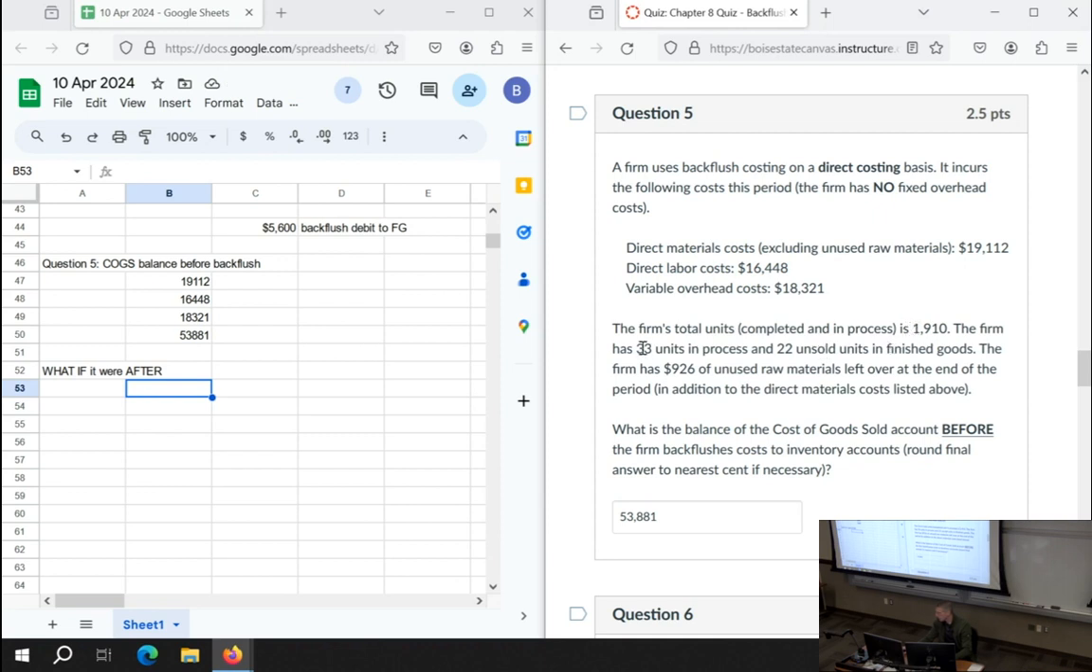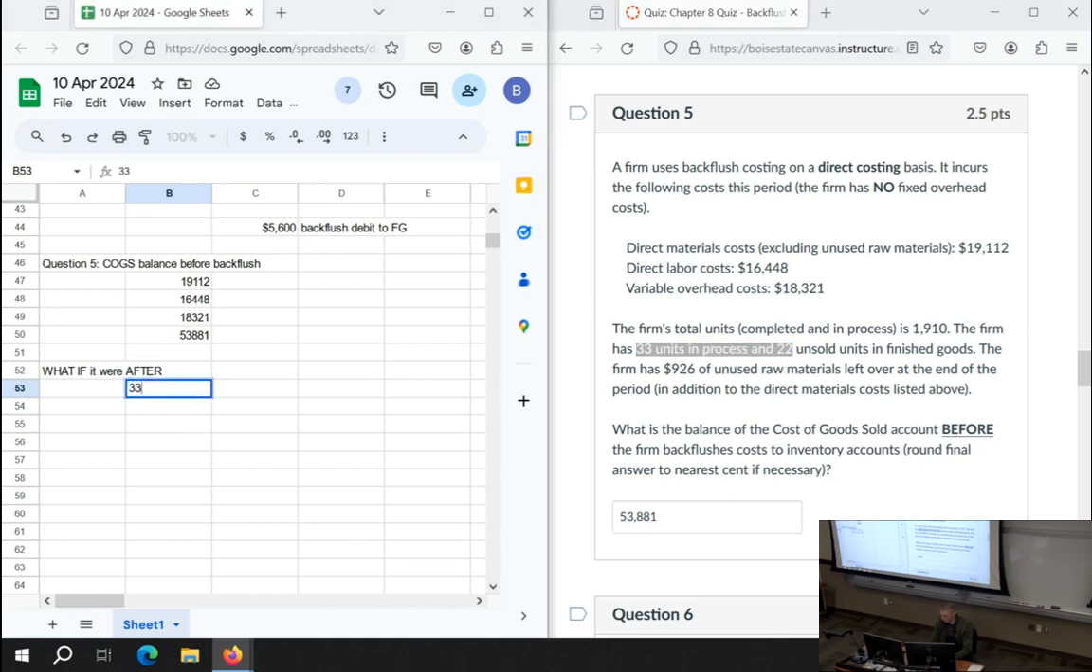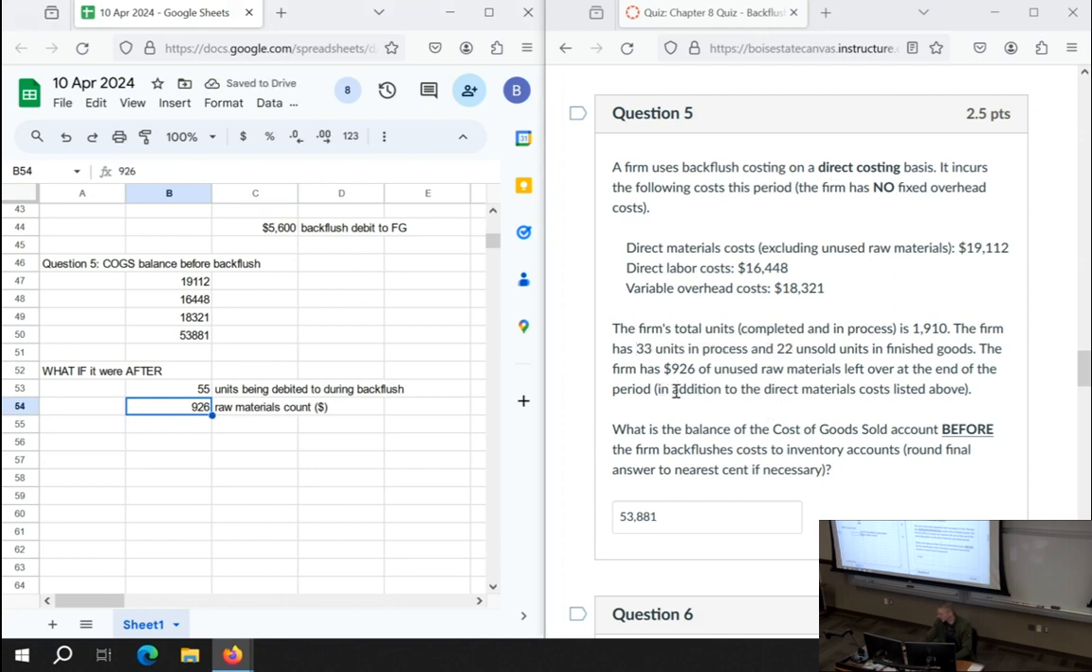We have 33 and 22. 33 plus 22. These are units being debited to, basically, or debited to account for during backflush. Those are the 33 units in process and 22 unsold units in finished goods. We also have 926 is our raw materials count in dollars. The value of our raw materials that we counted is an addition to this up here, in case we were trying to calculate it.